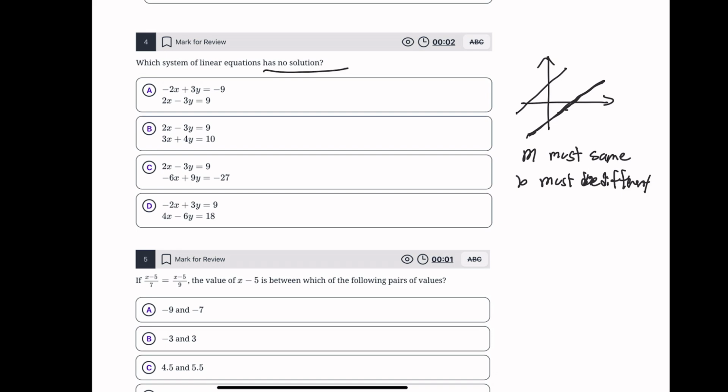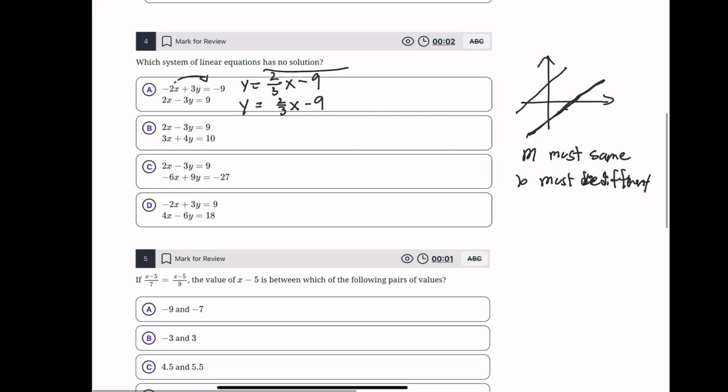So for the first one, if you rearrange, we put all of these in slope-intercept form. So it'd be y is equal to x minus 9. And for the first one, we notice that they're literally the same line. So they're the same, infinitely many solutions. So A, you can just eliminate it.